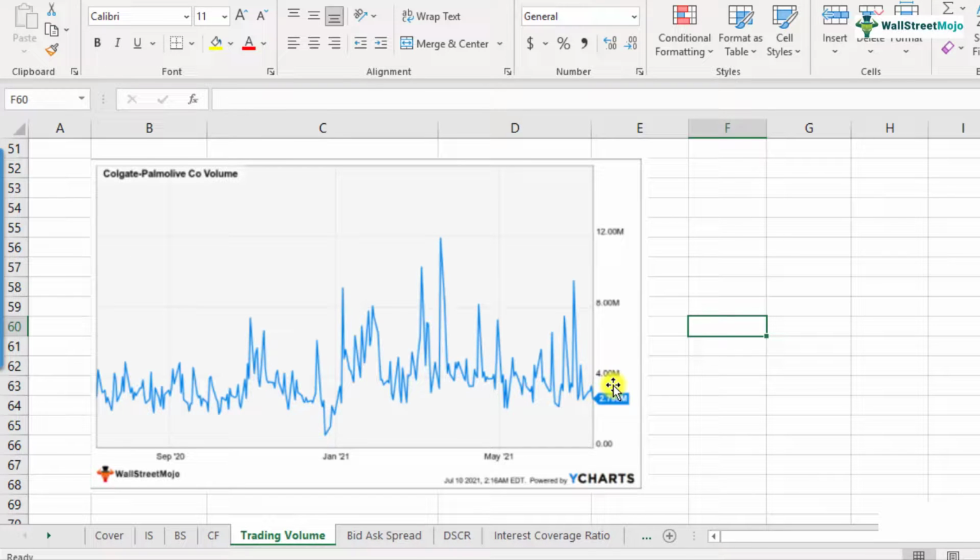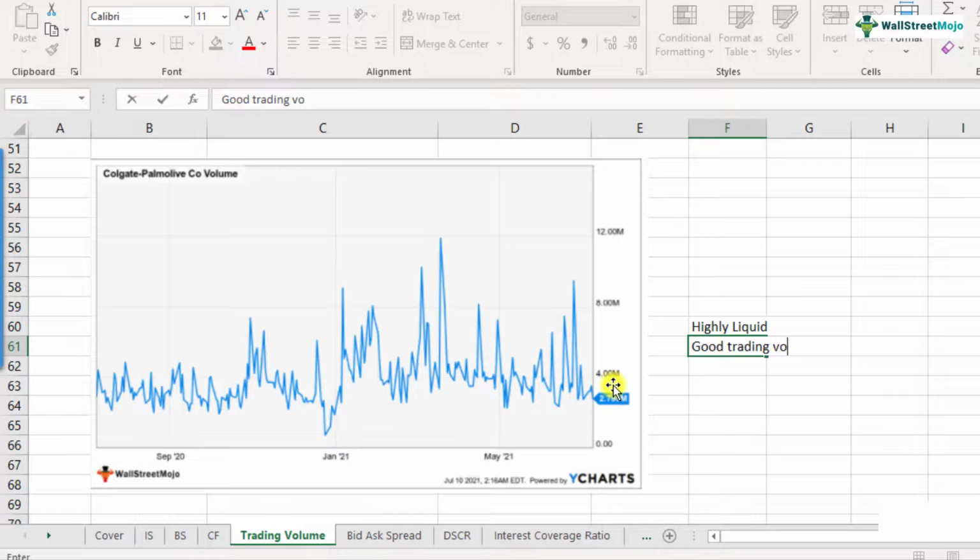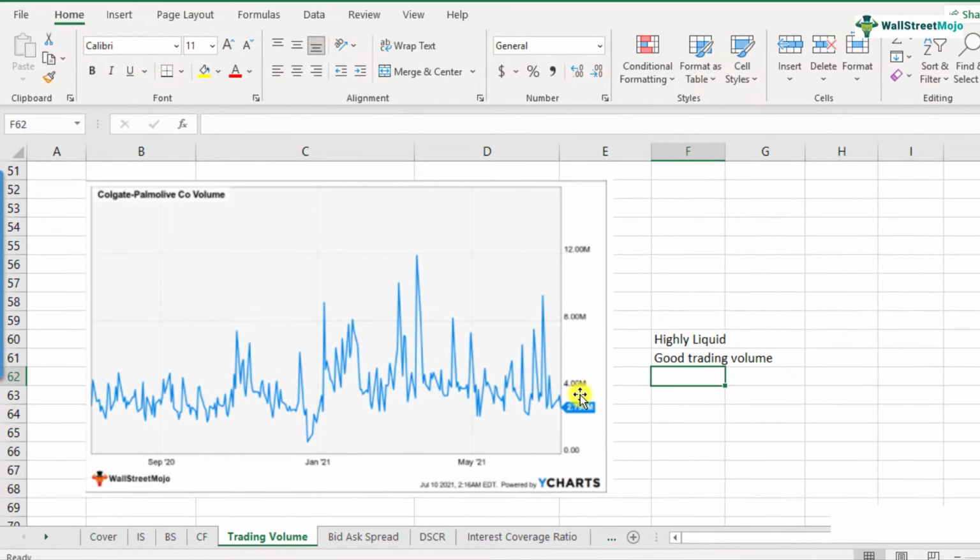3 to 4 million shares traded every day is a pretty good number to look at. So this is a highly liquid stock with a good trading volume. If you want to buy this stock or sell this stock, you can do it at much ease without impacting the share prices as such. This is how you typically interpret the trading volume.